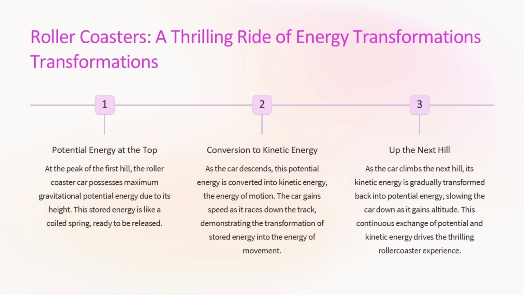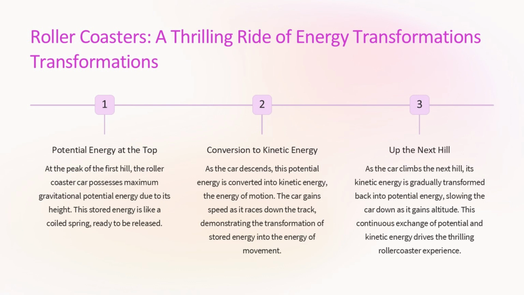Let's use roller coasters as an analogy. At the top of the first hill, the roller coaster car has maximum gravitational potential energy due to its height. This stored potential energy is like a coiled spring, ready to be released as the car descends.